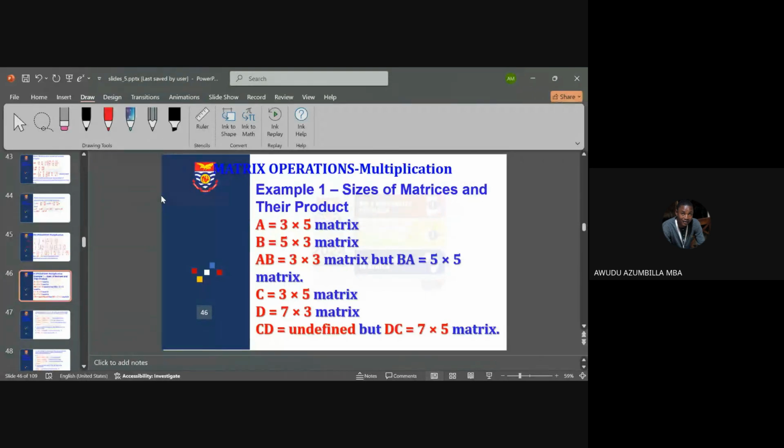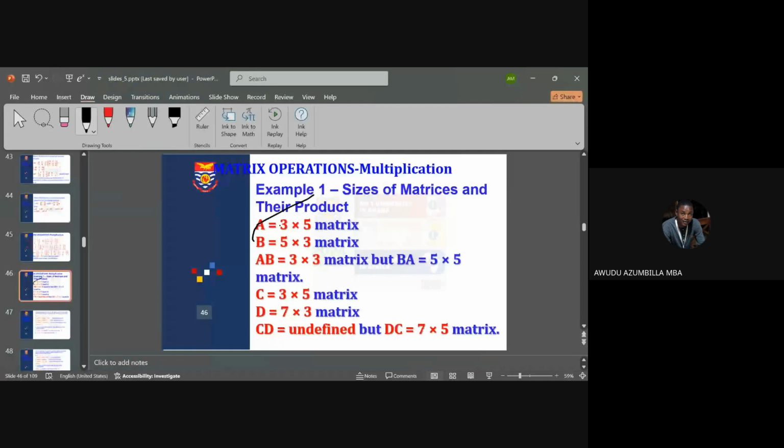So let's look at this. If you have matrix A is 3 by 5, and B is 5 by 3, and you are going to multiply A by B, what will be the resultant matrix? What will be your final answer? What will be the dimension of the final answer? The dimension of the final answer will be 5 by 5, because the first one you are starting with 3.